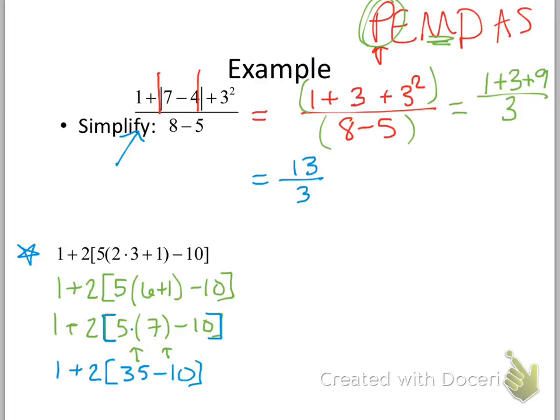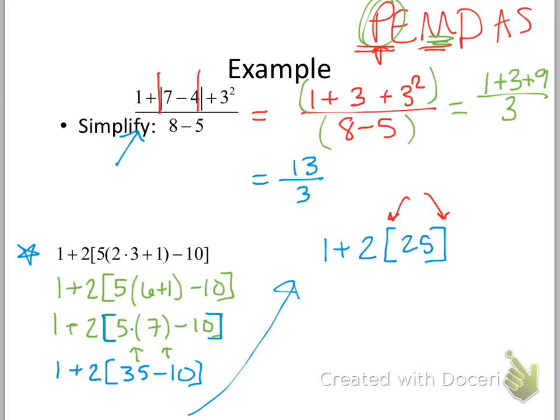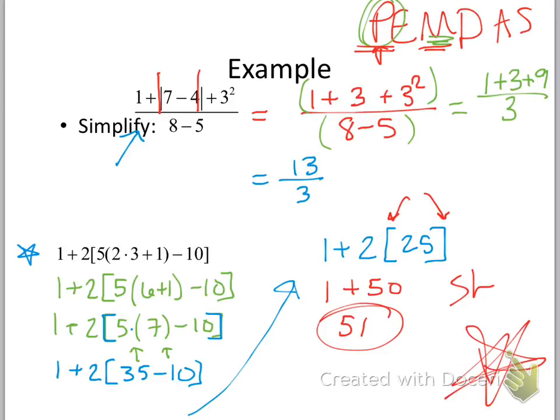Continue simplifying the bracket. I'm going to move up here so I get more space. Okay, so we've got 1 plus 2 bracket 25. Again, those brackets do not mean parentheses, they mean multiplication. So I'm doing 1 plus 50, final answer 51. Take a quick look. How much work am I showing? I expect to see that amount of work in your notebook from your homework that is online.